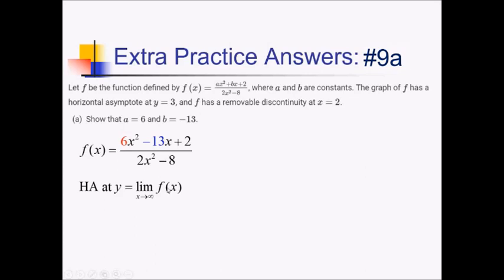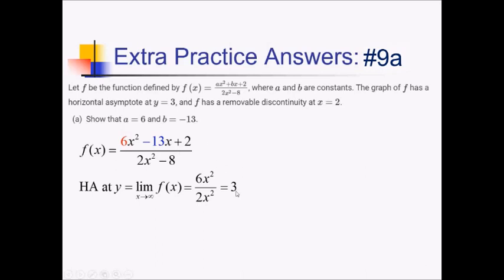So now, doing a little choose your champion reasoning here, we're just going to use the principle of dominance and forget about slower growing terms. So in the numerator, all we really need to consider is the highest term here, the 6x squared. In the denominator, it's the 2x squared we're looking at. And now we can see we can just reduce these to give us an answer of 3. So this shows that we do have a horizontal asymptote at 3 if we have this a and b value.